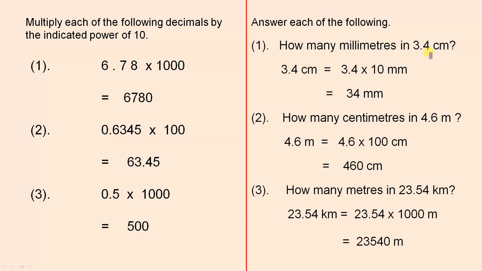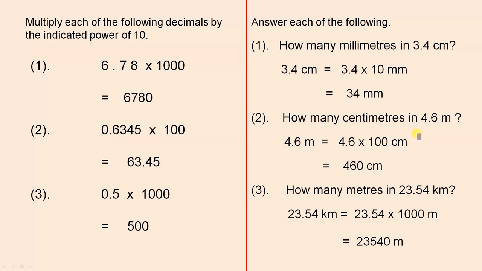Answer each of the following. How many millimetres in 3.4 centimetres? If we know that there are 10 millimetres in 1 centimetre, all you do is multiply by 10 and you move the decimal point one place to the right.